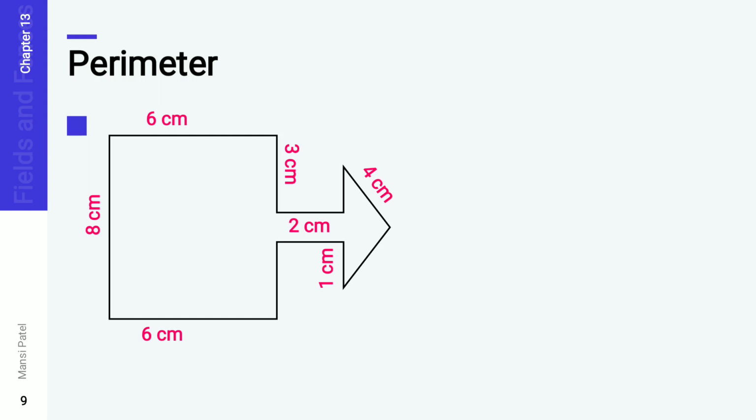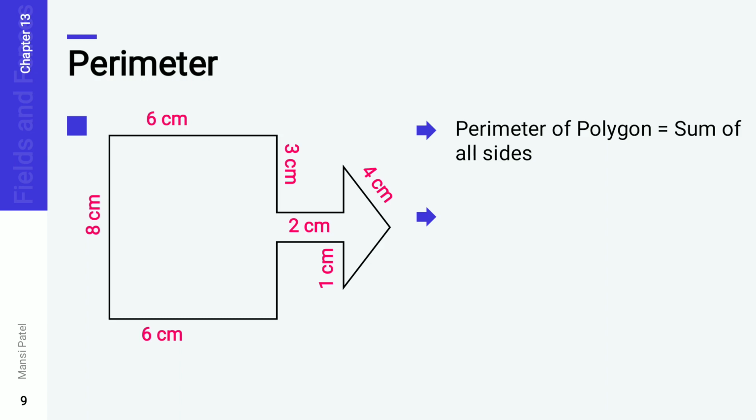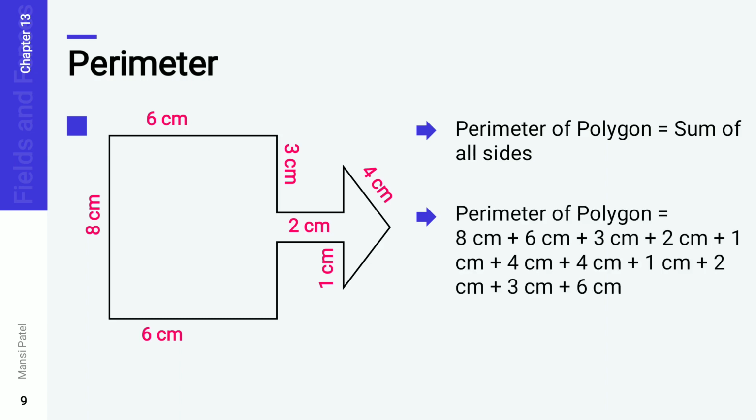Okay, so let us start this sum. Perimeter of polygon is equal to sum of all sides. Now in this we are just starting from 8 centimeter. Yes. So see here.